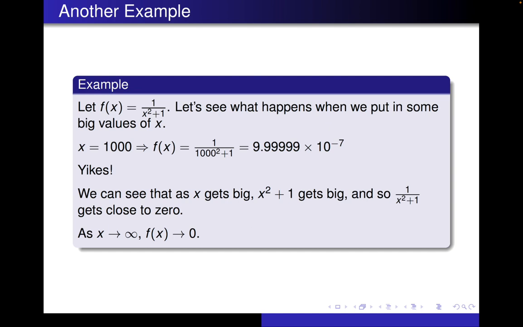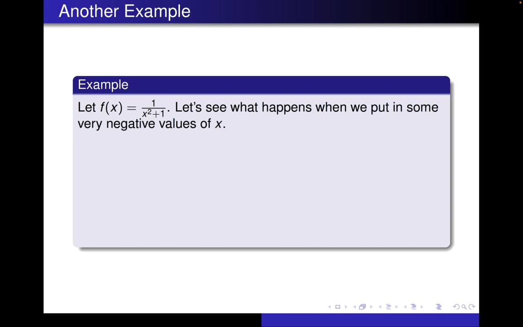Let's see if something else interesting happens if x goes to negative infinity. In other words, when we put in very negative values of x. So I'm going to, again, try x equals negative 1,000 this time. And guess what? I get the exact same thing. Because if I square negative 1,000, it's exactly the same thing as if I square 1,000. Well, you don't have to say yikes this time. We knew that was coming.